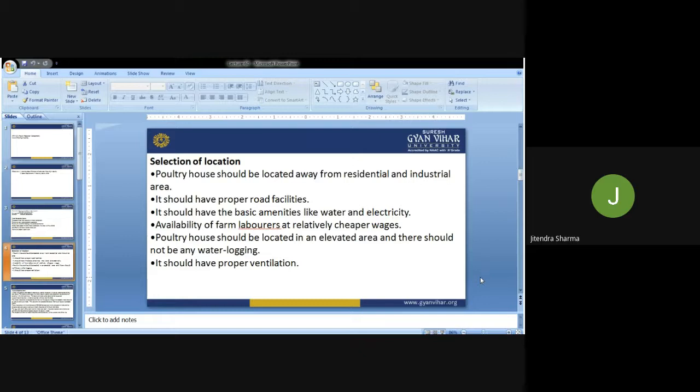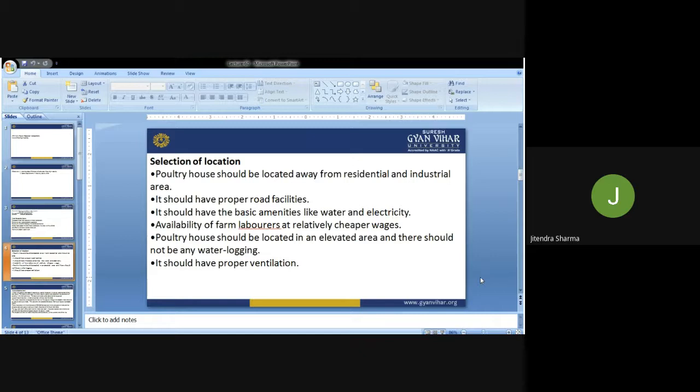So that's why, when we select this area, we generally find that poultry housing is in hilly areas where we don't have any industrial hazard or residential area, and also not the situation of water logging. So when we select the area, we have to select one that has some height in the geographical condition of that site.